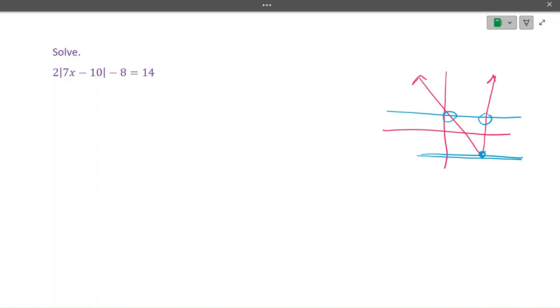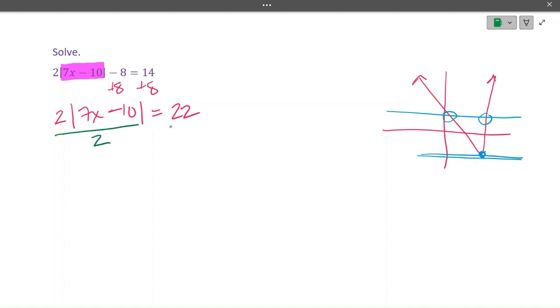Our goal is to get this part of the equation, what's inside the absolute value bars, by itself. That is our first step. We're going to use PEMDAS backwards so that we can isolate that part of the equation. So we're starting with addition and subtraction. We're going to add 8 to both sides. When we do that, we still are left with 2 times the absolute value of 7x minus 10 equals 14 plus 8, which is 22.